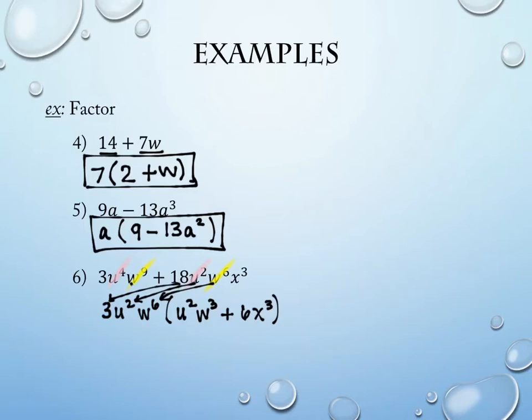So this is kind of a mess, but I'll just rewrite it for clarity. 3u squared w to the 6th times u squared w cubed plus 6x cubed. And if you've done all of the factoring out you could do, what it means is that when you look at this part in parentheses, the two terms don't have anything else in common that match. There's no more matching pieces. They're not both even still, or they aren't both multiples of 5, or they don't both have an x in them, that kind of stuff, right? They have to be, we call it relatively prime. They have to have nothing else in common to one another, all right?